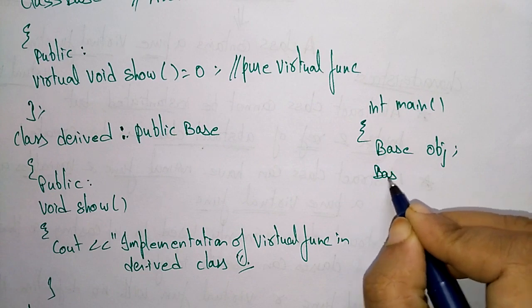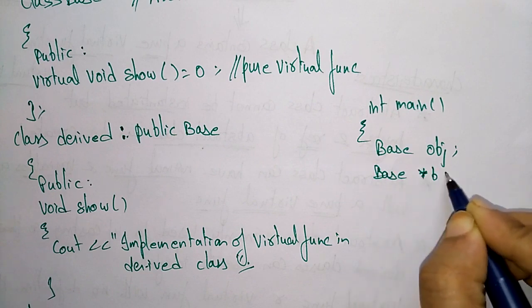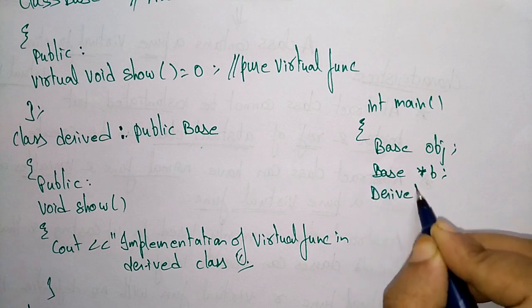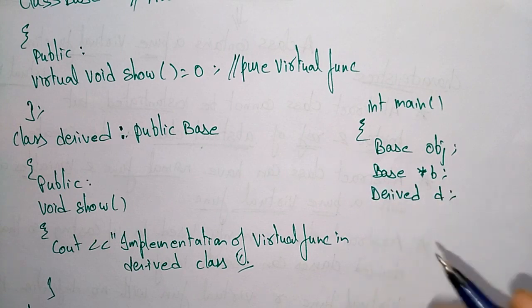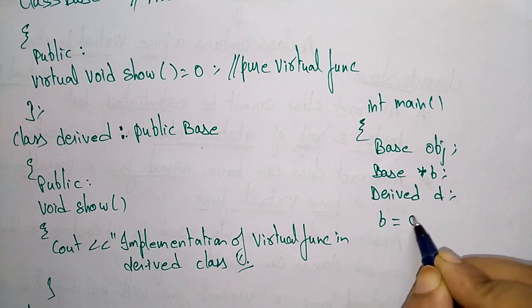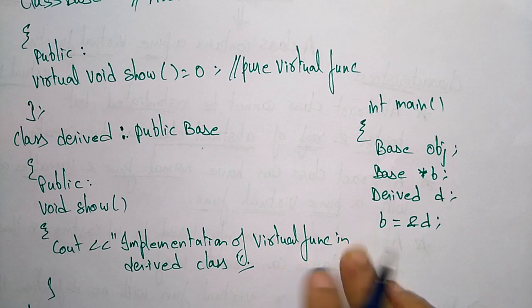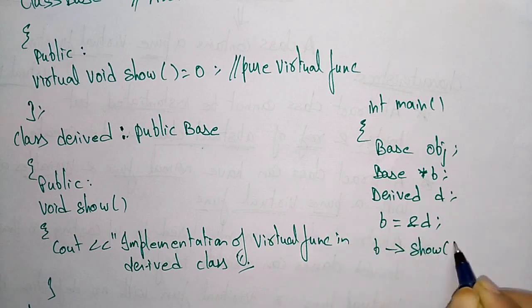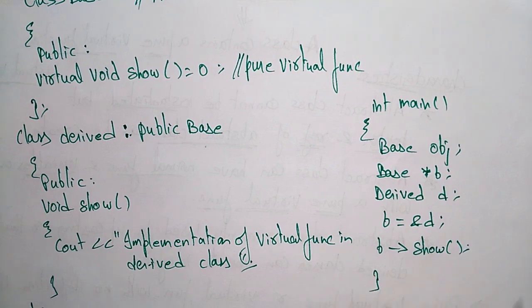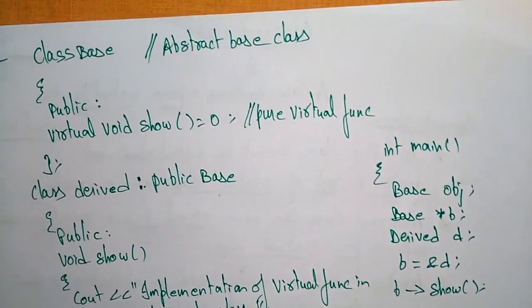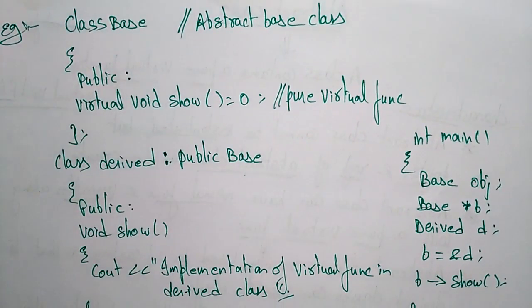So base obj, now I am declaring the pointer, base star pointer b. Now derived d. Okay, so derived d, in this base class pointer a reference value of d will be stored. Now b points to show. So here I am just calling this function with the help of the base class. So this is about this abstract class.